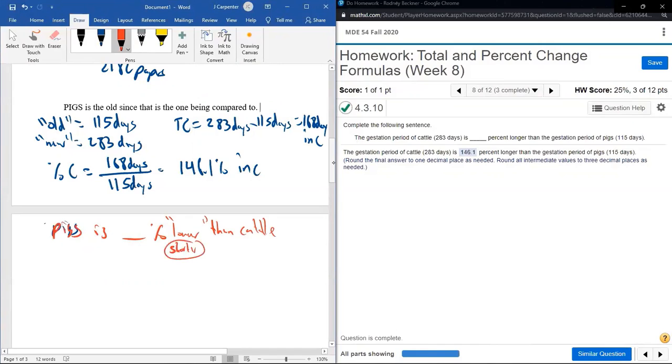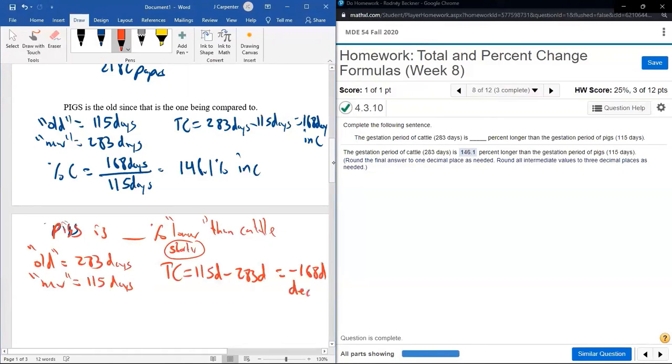All right, so now we're going to call the old the cattle, which is 283. The new will be the pigs of 115, and all our days. So our total change is the 115 days minus the 283 days. I'm just abbreviating days there, which would be negative 168 days, and that would be a decrease. So it's 168 fewer days. Pig's gestation period is 168 days less than the cattle.